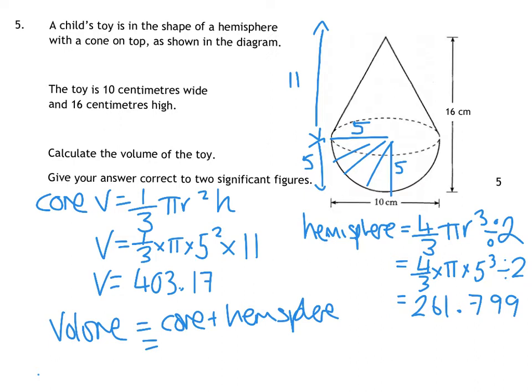So when I add the two numbers, as long as you know you're adding, you don't specifically need to write down the numbers. So it's 664.97, and it was in centimetres, so cubic centimetres. Oh, and they asked for 2 sig fig, so to 2 sig fig that would be 660.